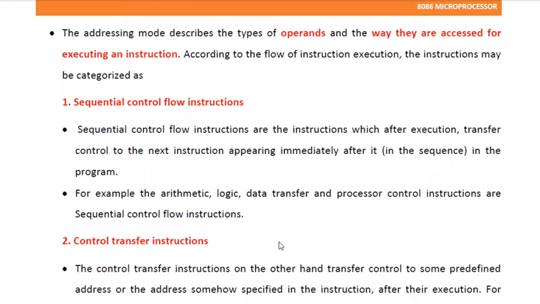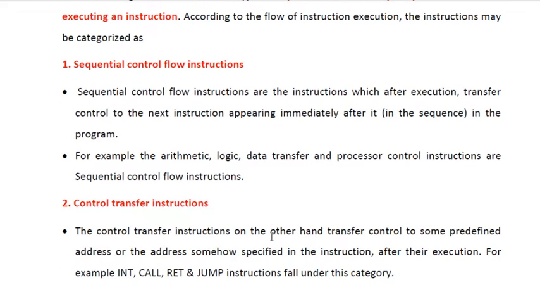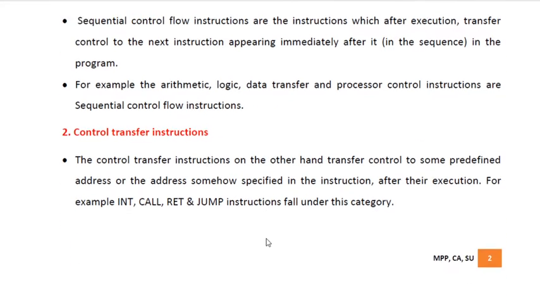Sequential control flow instructions transfer the control to the next instruction appearing immediately after them in the program. For example, arithmetic, logical, data transfer and process control instructions are sequential control flow instructions. Now likewise, you have control transfer instructions. The control transfer instruction, on the other hand, transfers control to some predefined address or the address somehow specified in the instruction after their execution. For example, int, call, return, and jump instructions fall under this category.